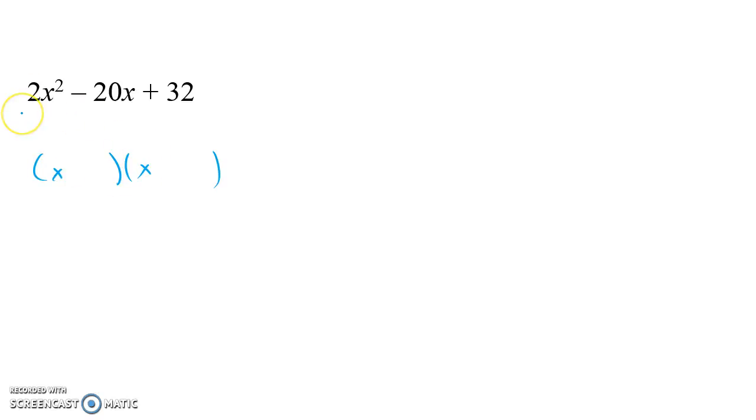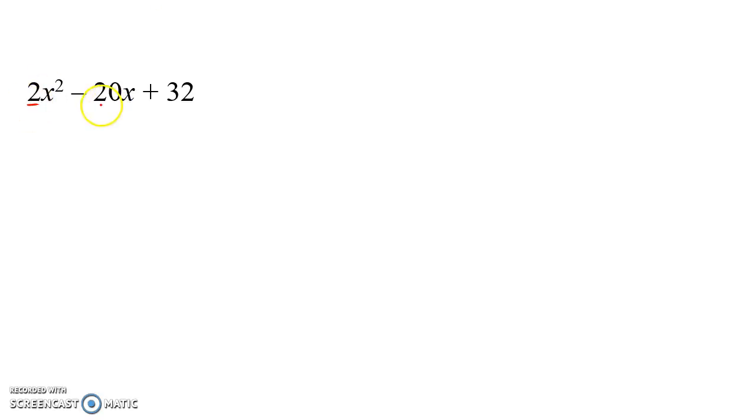X times x, that doesn't give me 2x squared. So I need to think a little bit more about this. Now, the good thing about it is that the first step when you're doing these, and like we've talked about before, is to look for the greatest common factor. So if there's something that you can pull out of there, go ahead and do it.